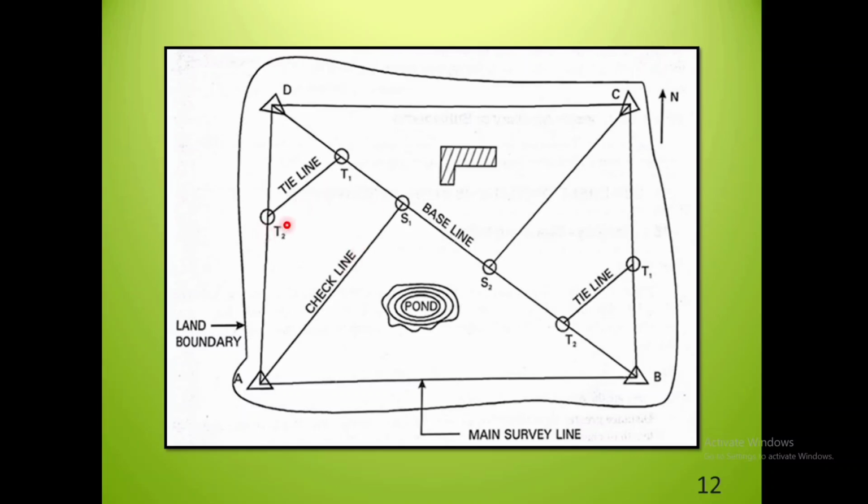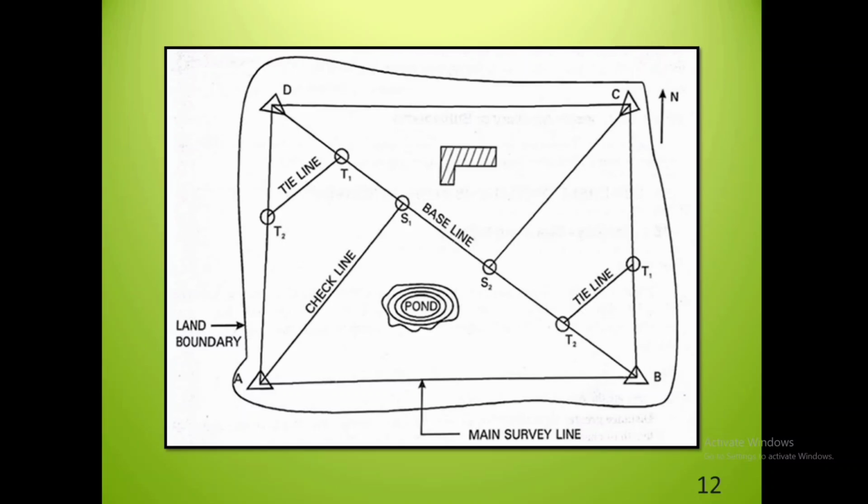In this you can also see the points like T1, T2, S1 and S2. S1 and S2 are the subsidiary stations, and T1 and T2 are the tie stations, which are lying on the main survey lines. Now you can also see the baseline in this figure, which is the longest one, and the tie line and check line. The biggest or the longest of the main survey lines is called the baseline, and various survey stations are plotted with reference to this baseline.